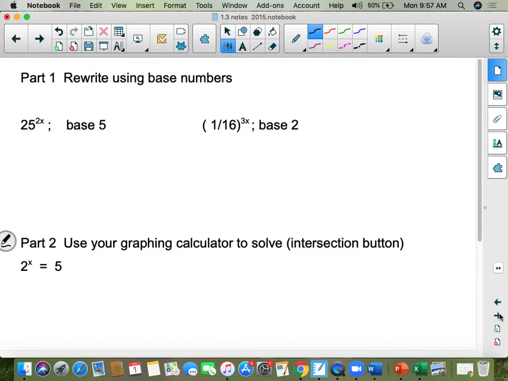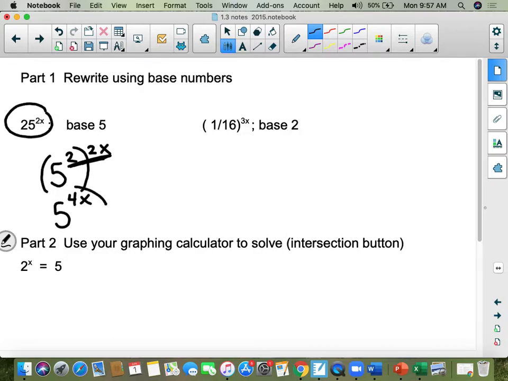Okay, rewrite using base numbers. 25 to the 2x, and they want you to use the base number 5. You want to change 25 to 5 to the second, and that's still raised to the 2x power. And remember what your law is? You multiply these two together, and 25 to the 2x is the same thing as 5 to the 4x.